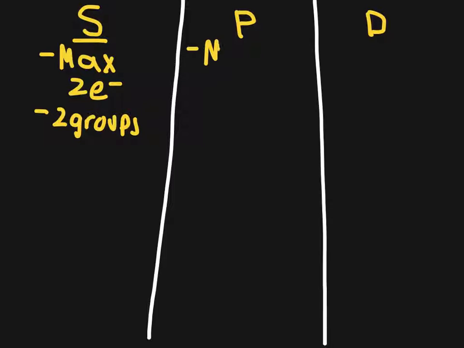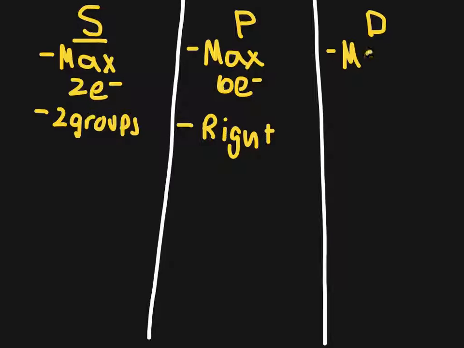The p orbital contains at max 6 electrons, so it can have 1, 2, 3, 4, 5, and 6. It's located all the way on the right, on those last few groups there. And the d orbital contains at max 10 electrons, and it's located in the middle of the periodic table.